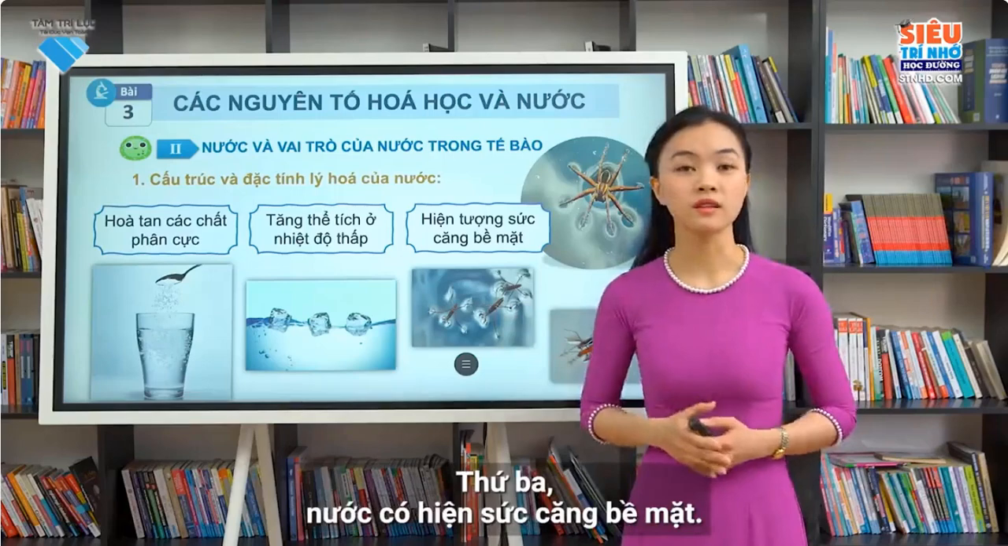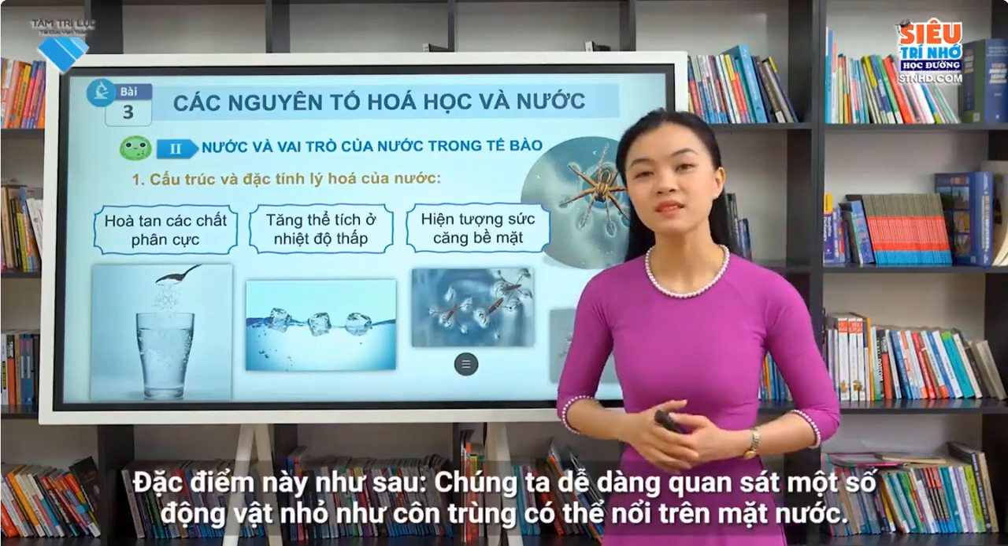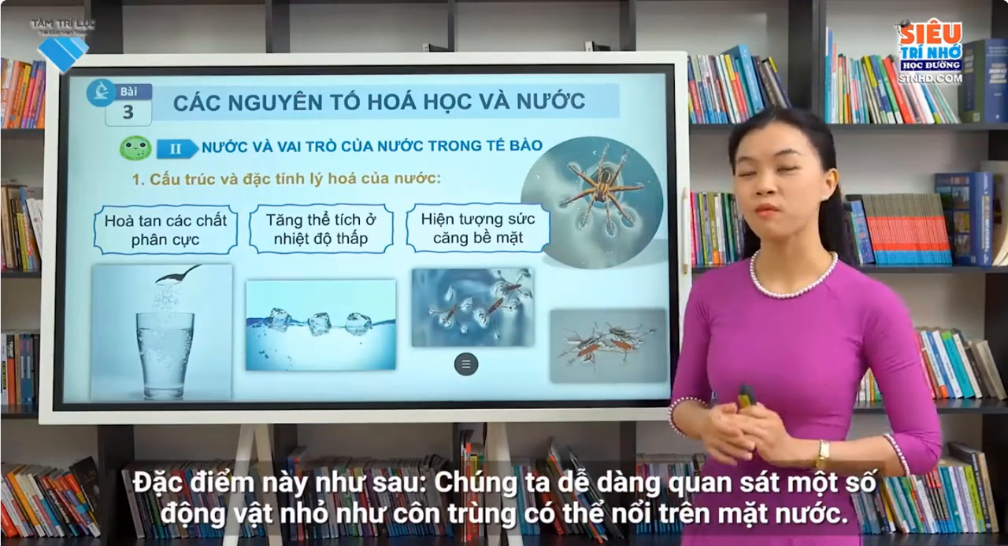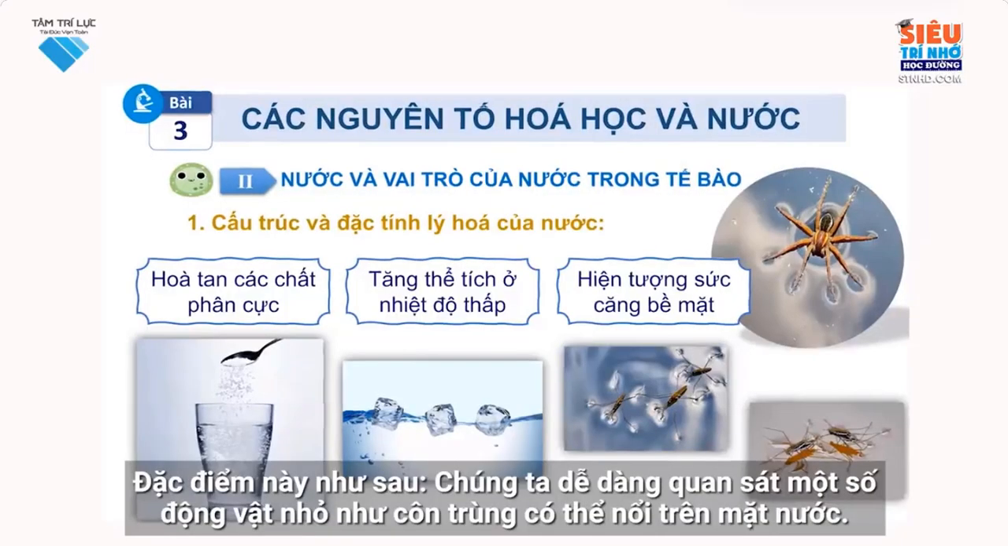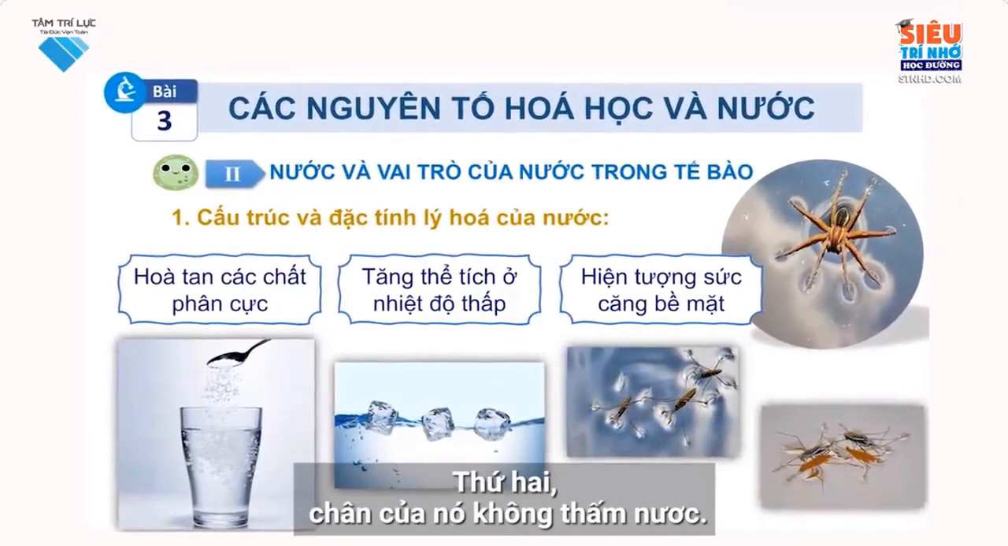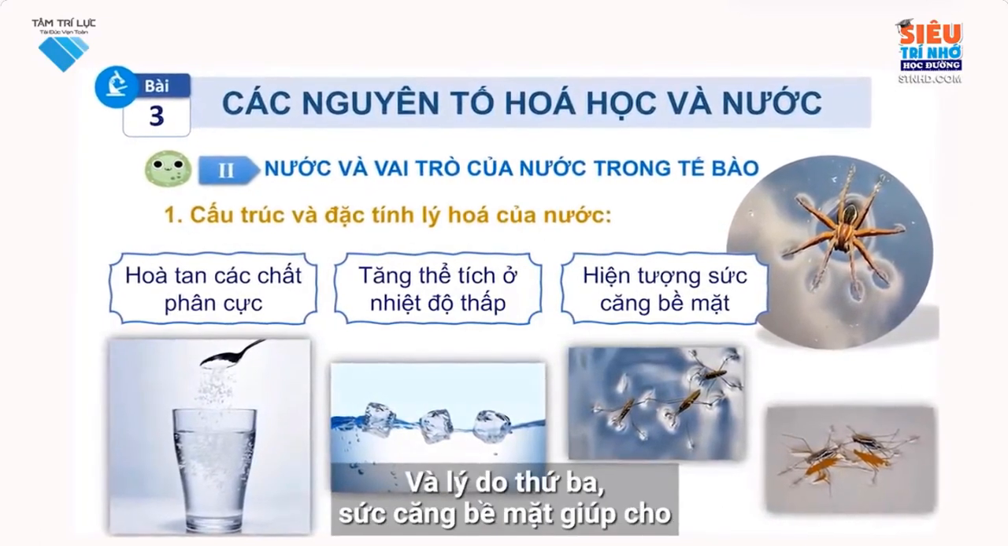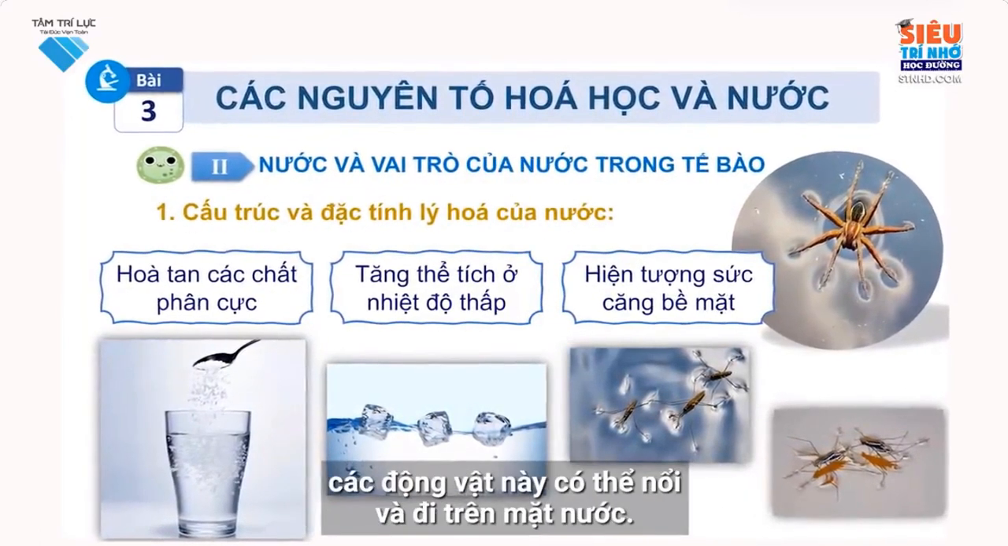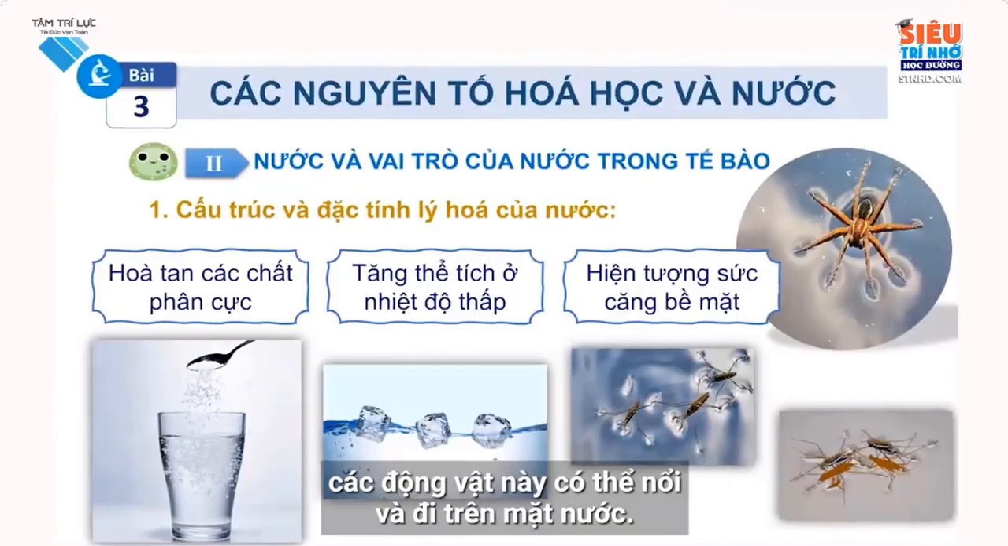Thirdly, water has surface tension. Here is what it is. We easily observe some small animals such as insects that can float on the water. That's because of its small weight. Secondly, its feet are waterproof. And thirdly, surface tension makes it possible for these animals to float and walk on water.